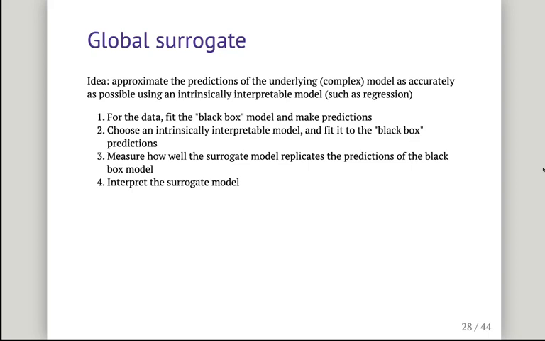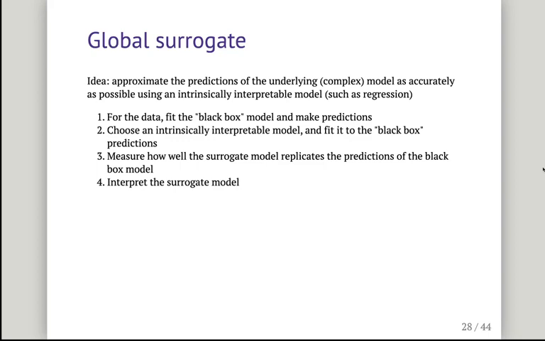The way this works is that we start by fitting our black box model. So here, black box just refers to a model that is difficult to interpret. We'll fit that model and make predictions. We'll then choose an intrinsically interpretable model, such as regression, and fit it to those black box predictions.